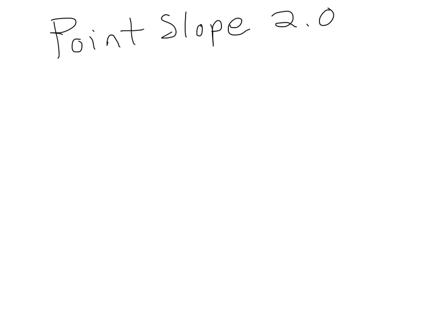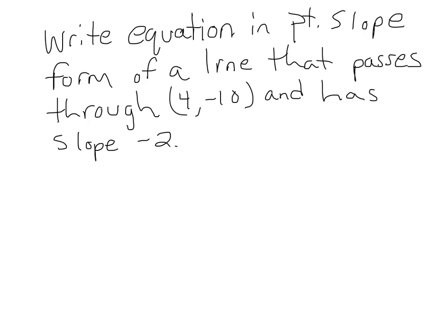I'm just going to run through a couple of quick examples in this video so that you're better suited to face any problems you might encounter. Alright, here we go. Write an equation in point-slope form of a line that passes through the point 4, -10 and has a slope of -2.